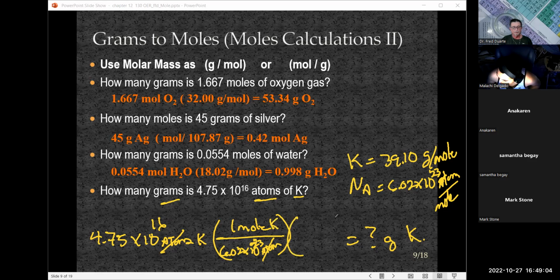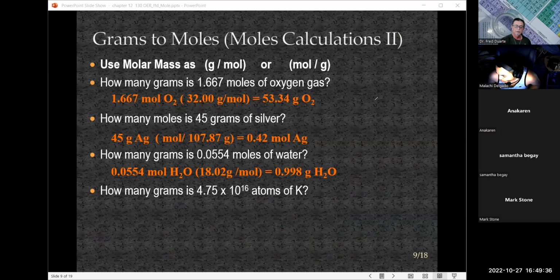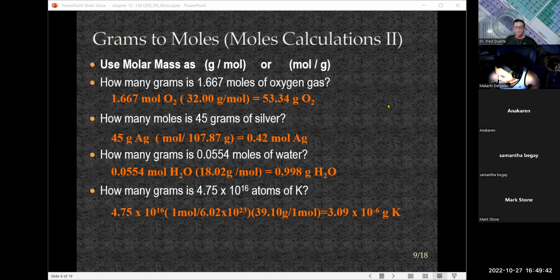Well, I've got to get to grams, and to get to grams, I need the atomic weight for potassium, which on the periodic table is 39.10 grams per 1 mole. Notice the moles cancel, leaving me with units of grams, which is what we're striving for. So I'm taking 4.75 times 10 to the 16, dividing it by Avogadro's number, and then multiplying it by 39.10. Once you do that, you should end up with 3.09 times 10 to the negative 6 grams.